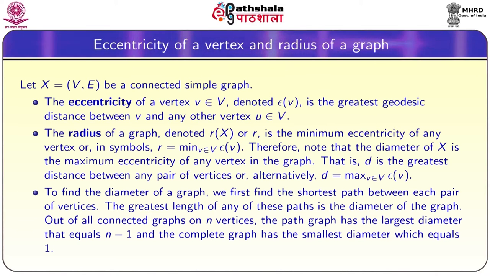Out of all connected graphs on n vertices, the path graph has the largest diameter, which is equal to n minus 1, and a complete graph has the smallest diameter, which is equal to 1. So with this one can understand the concept of diameter. In a connected graph, the path has the largest diameter and the complete graph has the smallest diameter.